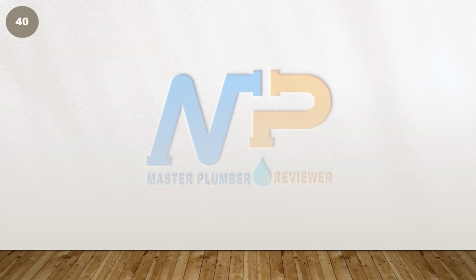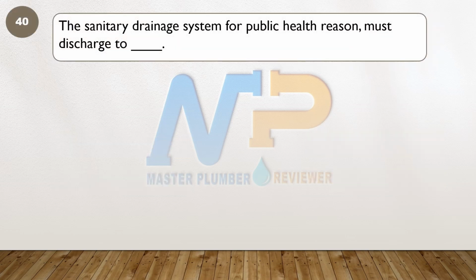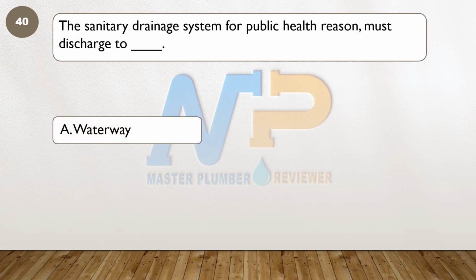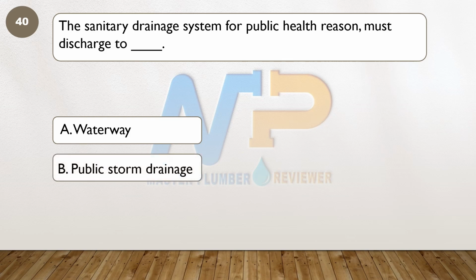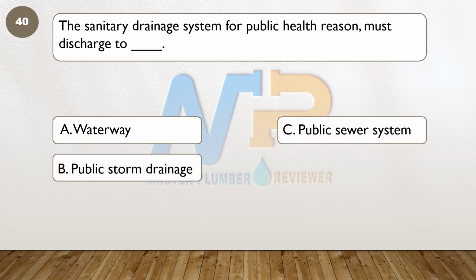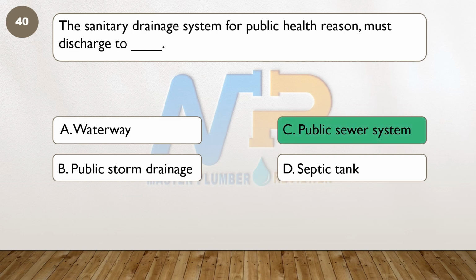Number 40. The sanitary drainage system for public health reason must discharge to blank. A. Waterway. B. Public storm drainage. C. Public sewer system. D. Septic tank. The answer. It's C. Public sewer system.